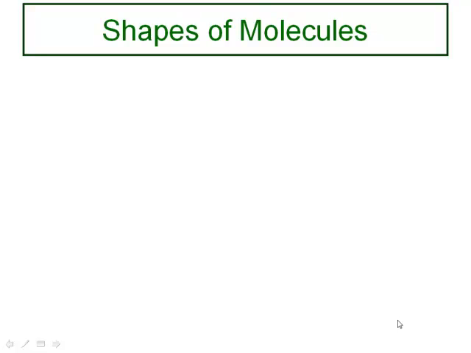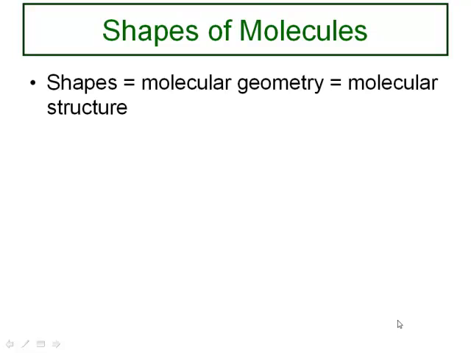When I say shape, this is a less technical way of saying geometry, or rather, a more sophisticated way of saying shape is molecular geometry. If you're answering questions on the AP test and you want to sound smart, use words like molecular geometry instead of shape. Makes you sound smart.